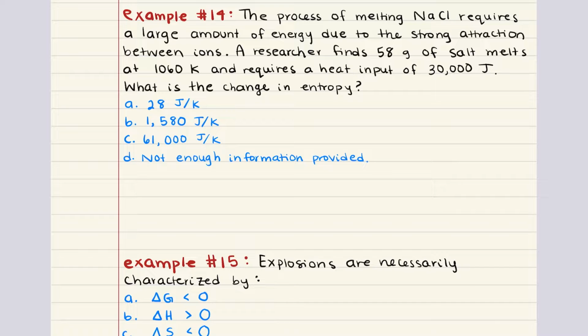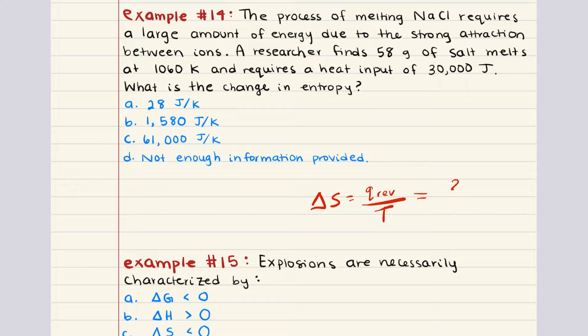Now remember, entropy is a measure of the disorder or randomness of a system, and the change in entropy can be calculated using the heat absorbed or released and the temperature at which the process occurs. So the formula for entropy change is delta S is equal to Q rev over T. Q rev is the heat absorbed or released during a reversible process, and T is the absolute temperature in Kelvin. Now we're given both of that information.